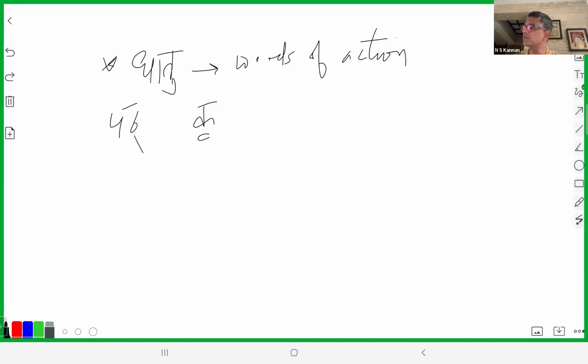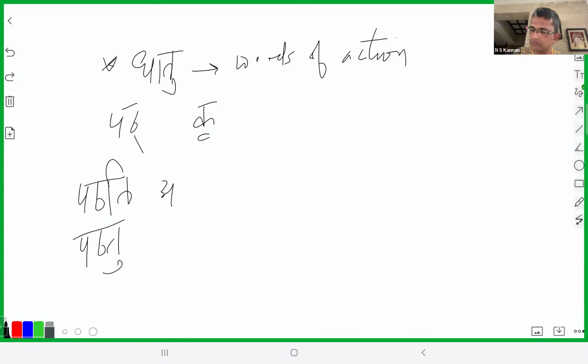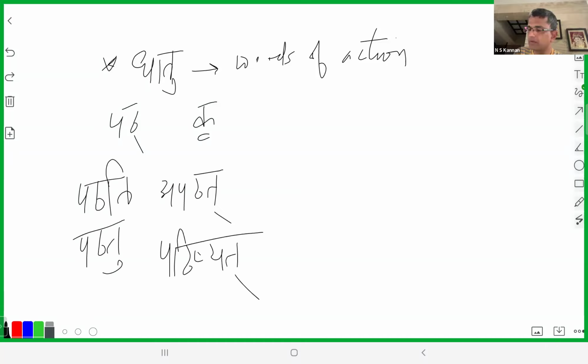Pat becomes Patitavan or something. Not even Patitavan. When you say Patati in Latlakara, Patatu in Lot Lakara, Apatat in Lang Lakara, this is what you have done, no? And Patishyati. I am giving you only Prathama Purusha. These four you know.